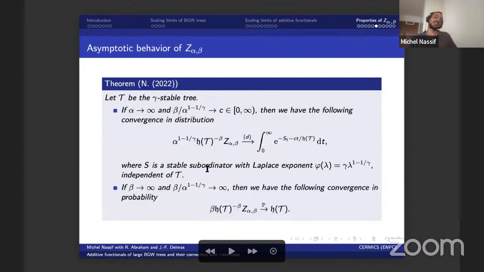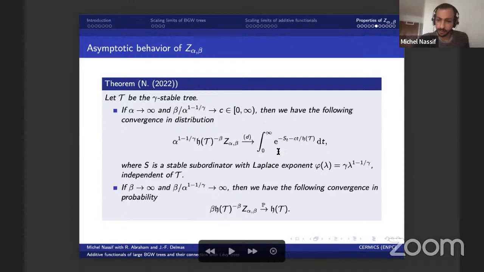And so we distinguish two possibilities, two regimes. In the first one, if you remember, α is the power, the exponent of the size, and β is the exponent of the height. So in the first regime, the size dominates in the sense that β over this power of α goes to a constant. And in this case, Z_{α,β} correctly normalized converges to an integral of some exponential of the subordinator and the height of the total tree. These are independent, and the subordinator is stable with this Laplace exponent.